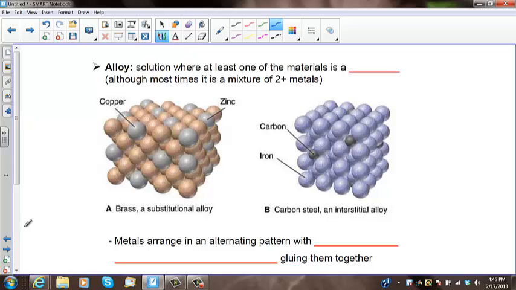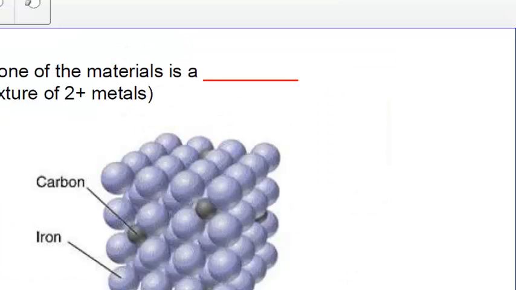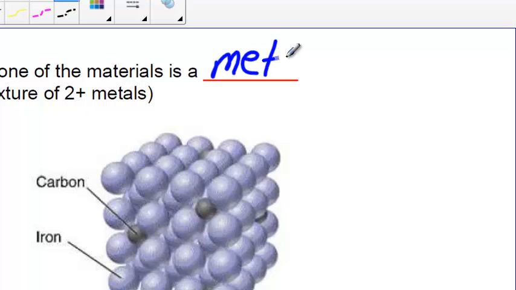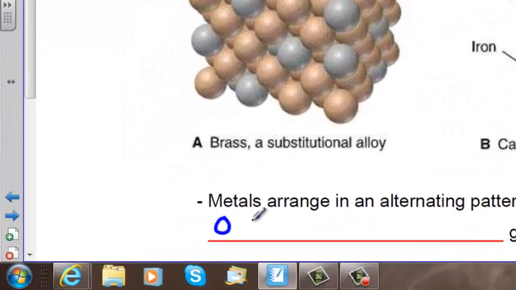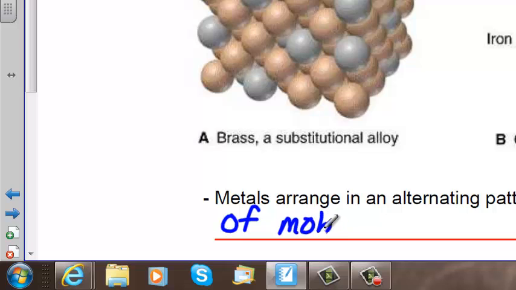Okay, let's move on to an alloy. An alloy is a solution where at least one of the materials is a metal, although most times it is a mixture of two or more metals. Metals arrange in an alternating pattern with a sea of mobile electrons. You've heard that before, gluing them together.